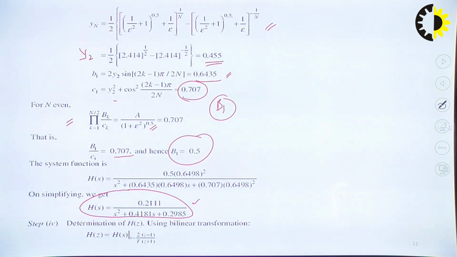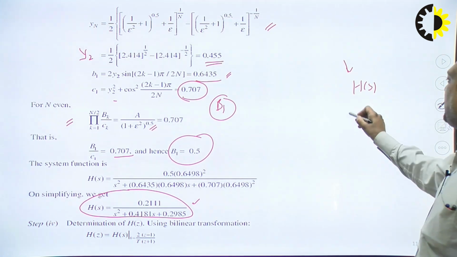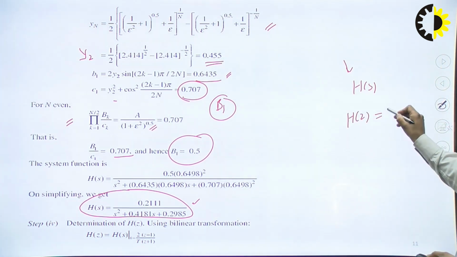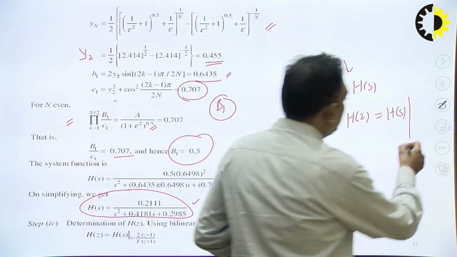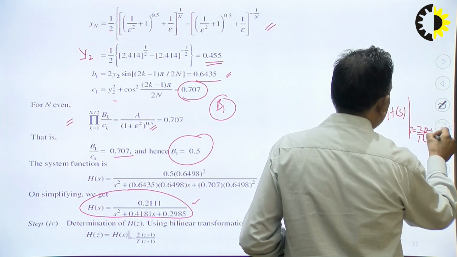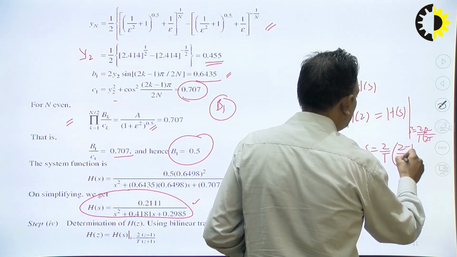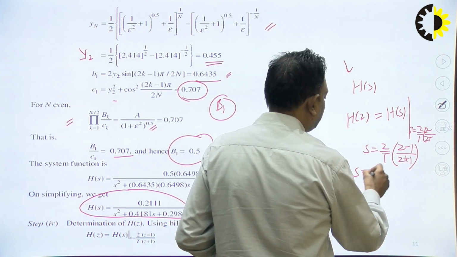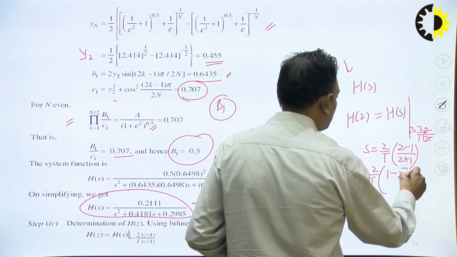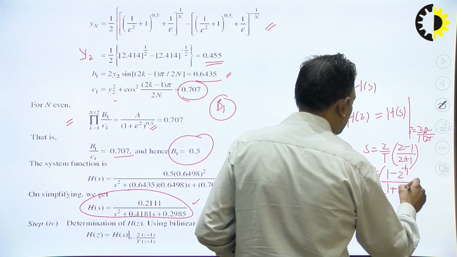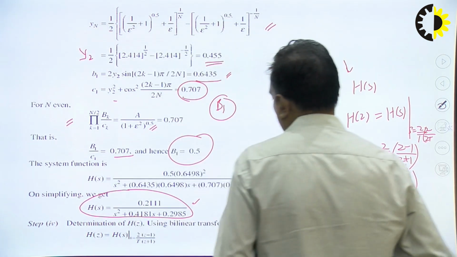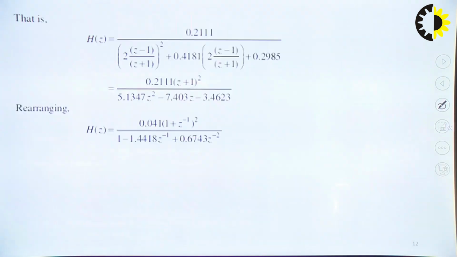This is the transfer function that we have obtained for the analog filter, because we have HS corresponding to the Chebyshev filter. Now we want HZ. How will we obtain it from HS? As per the bilinear transformation, because the filter design method is bilinear transformation, we put S equals 2 by T times (Z minus 1) upon (Z plus 1), or you can also write it as 2 by T times (1 minus Z to the power minus 1) upon (1 plus Z to the power minus 1).